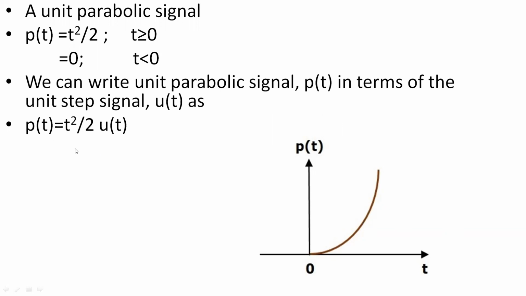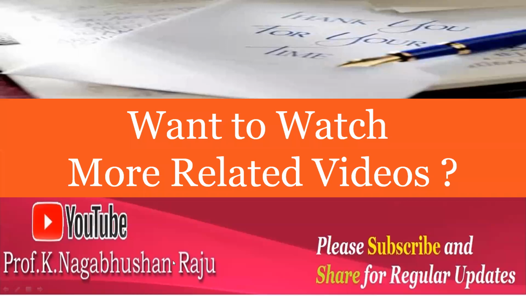So the unit parabolic signal exists for all the positive values of t, including 0, and its value increases non-linearly with respect to t during this interval. The value of the unit parabolic signal is 0 for all the negative values of t that we are seeing here. So that's what we have seen about the standard test signals.